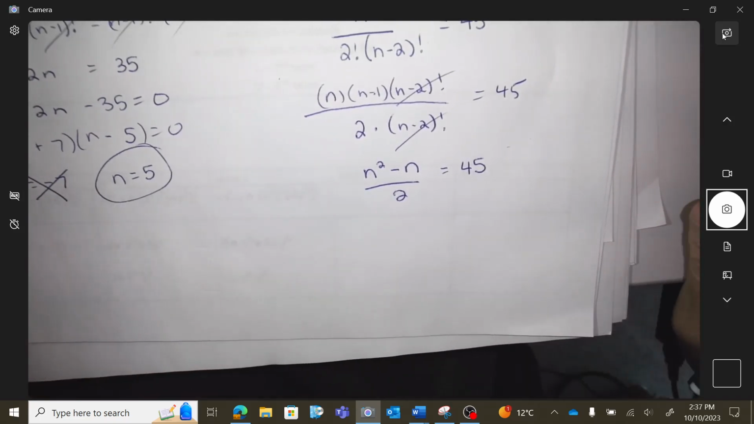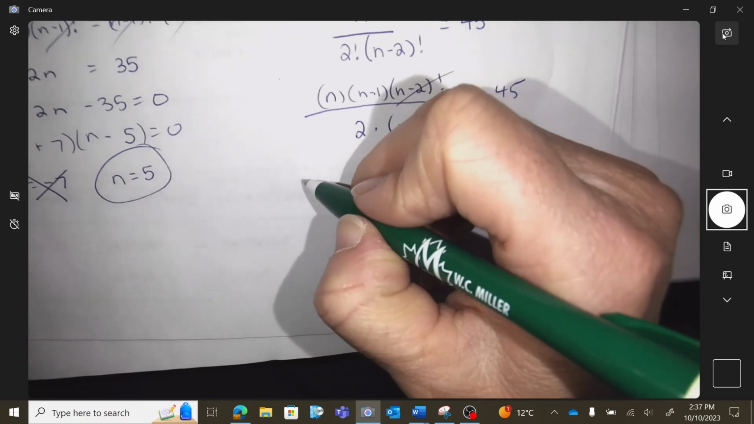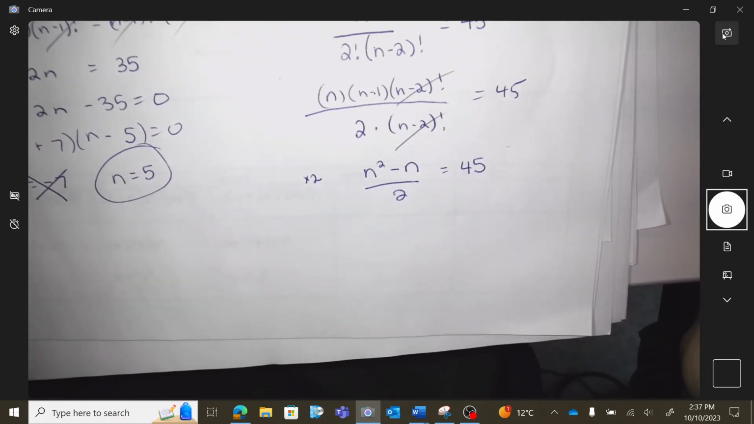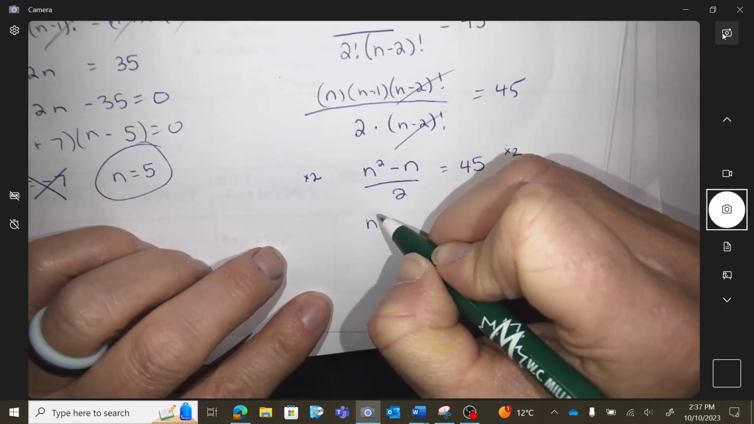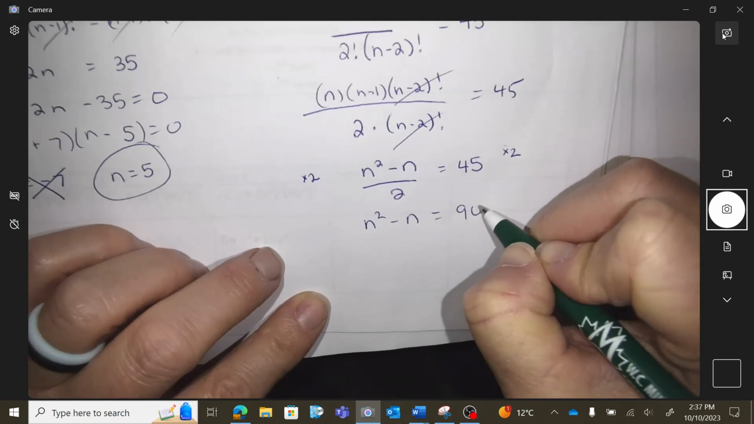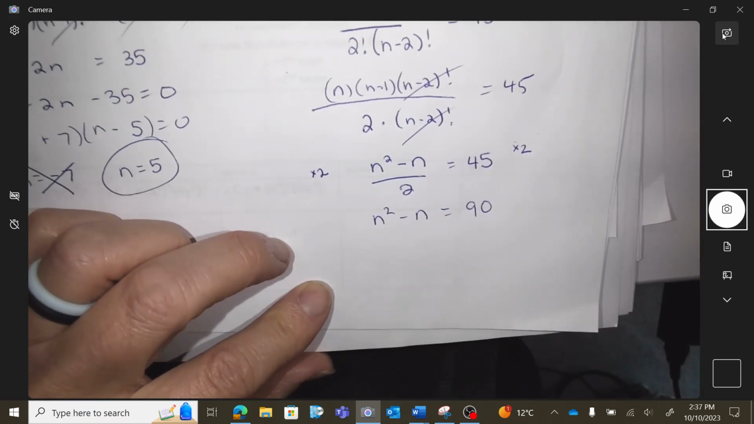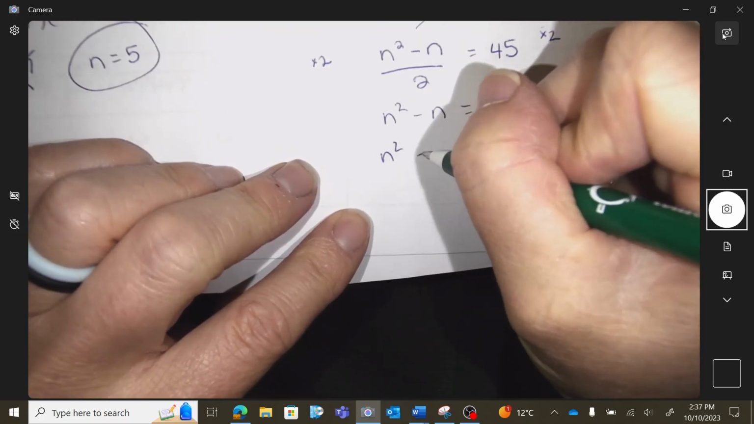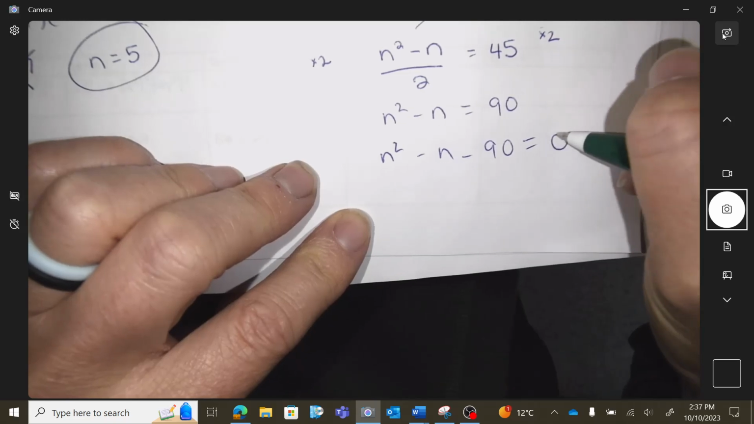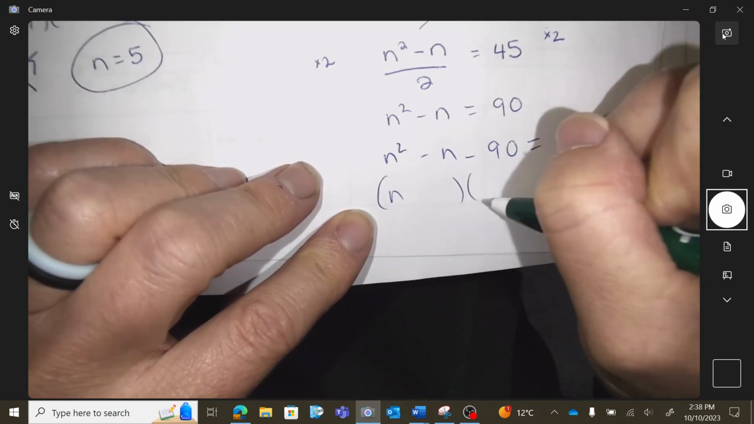Now, what would be a good algebraic strategy? This is old stuff, thinking of what to do algebraically. What would be a good strategy here? Times by 2? Is that what you're thinking? Timesing by 2 would be a good idea. So then that gets rid of my fraction. And then we would set it to 0, and then factor, right?